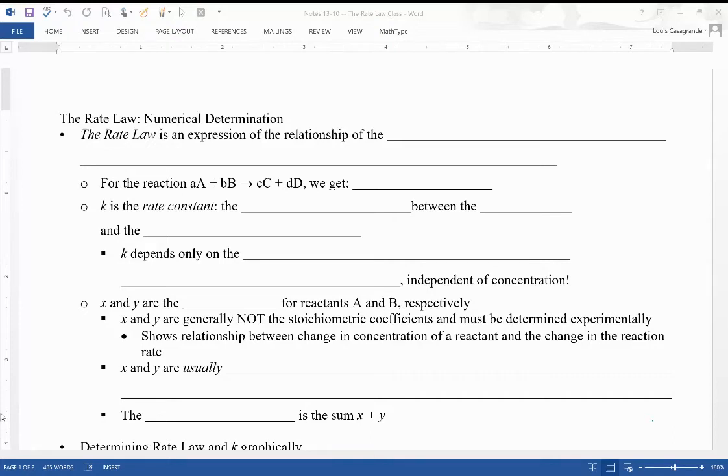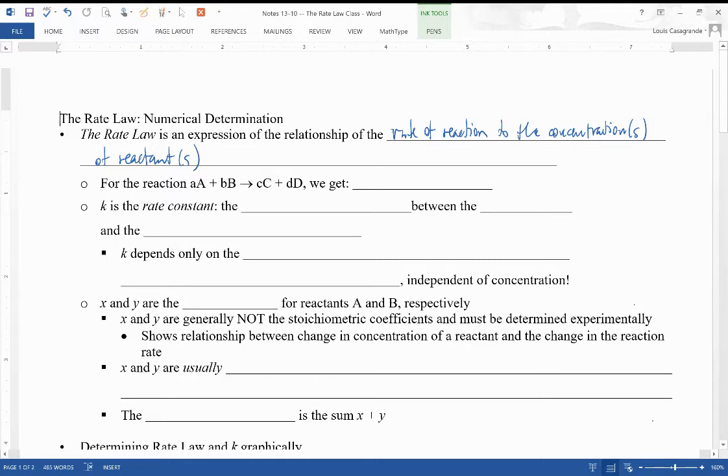All right, welcome to today's lesson on the rate law, which is an extension of what we've been doing in looking at rates of reaction. The rate law is a numerical determination of how the rate of a reaction depends on the concentrations of the reactant. So let's write that in here. It's the relationship of the rate of the reaction to the concentration(s) of the reactants. I'm going to put the S in parentheses because sometimes you only have one.